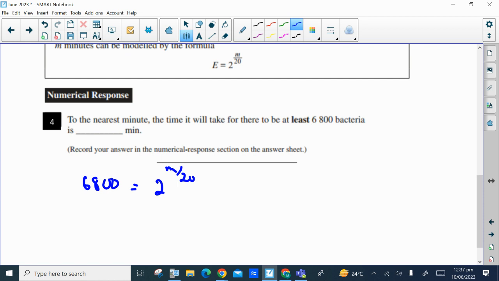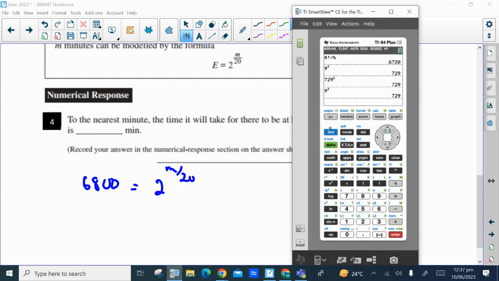So again, if this was a numerical response question, you could just do it graphically. You could let y equals 6,800 as your first equation. The second equation would be 2 to the power x over 20. And then find the point of intersection. So second function trace, intersect, enter, enter, enter. So we need to change our windows.